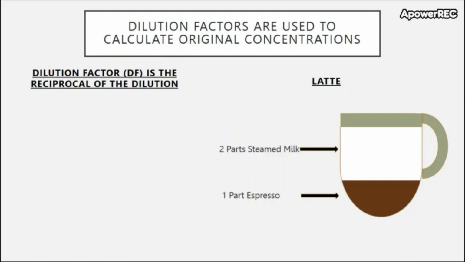In order to do so, scientists use something called a dilution factor. A dilution factor is used to calculate the original concentration. The dilution factor is defined as the reciprocal of the dilution. So in this example here, we've made a very simple dilution of our espresso. We've taken 1 part espresso and added 2 parts steamed milk in order to make a latte.